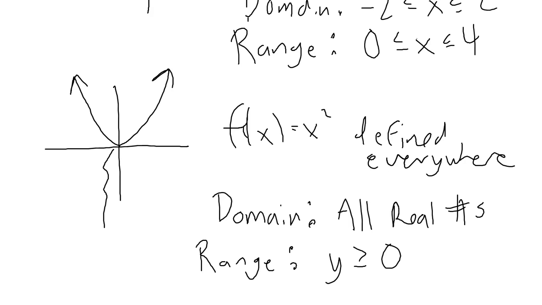And then I actually messed up this range. We always say y values, so that x should have been a y. The y was between 0 and 4.